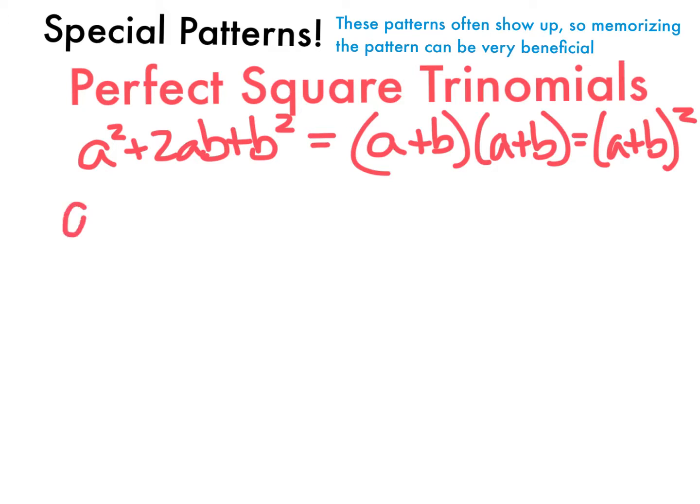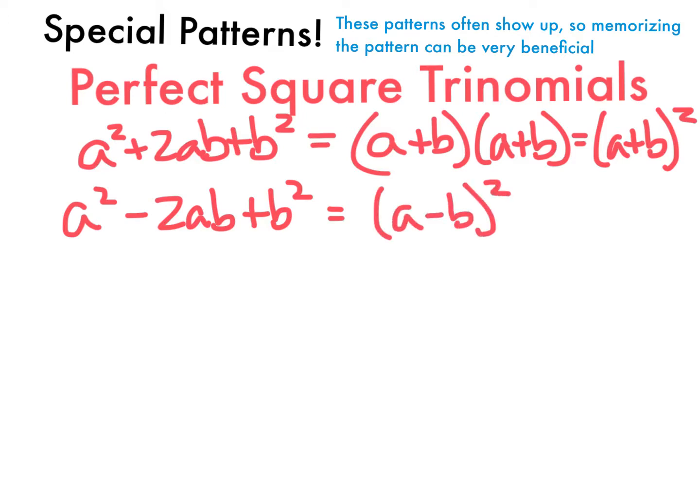Or if you have a squared minus 2ab plus b squared, this factors down to a minus b times a minus b, or a minus b squared. So like I said, this is a little bit harder to see, so I'm going to show you just a normal example, like what we've been looking at, and then I'll show you how it relates back.